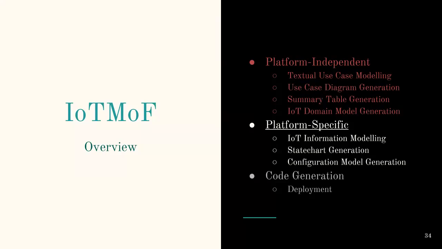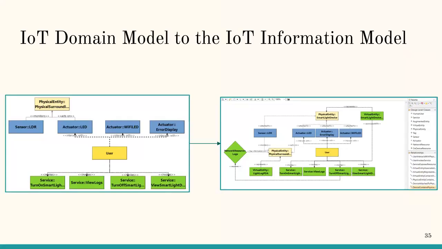Moving on, we have platform-specific modeling. That includes IoT information modeling, state chart generation, and configuration model generation. We can create an information model from the domain model. This information model will basically include design level decisions that are not found from the domain model. Here you can see how these devices from the domain model are all attached to a physical entity called SmartLed device. There's also a network resource. These are design level decisions that won't be made at the requirements level or platform independent level.